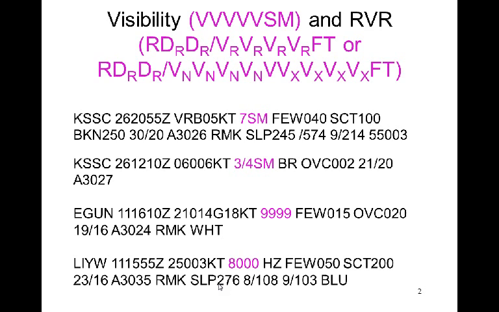In the third observation from EGUN, or Mildenhall Air Base in England, we note that the letters in purple show that the visibility is unrestricted, as indicated by 9999. Lastly, the LIYW, or Aviano Air Base, visibility, as indicated in purple, is 8,000 meters. And it's haze in this particular case that is bringing the observation down from unrestricted to 8,000 meters.